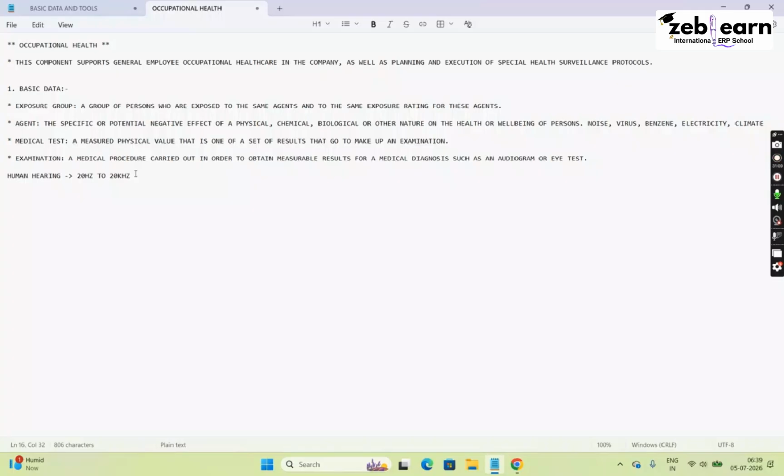Okay, and it is called an examination, not a medical test. You may say, sir, why not? Because for a medical test, you told us, we get a physical value. Then why is the audiogram not considered a medical test? Do you know? Here also we are getting a value. We are plotting the graph. Then why can't we call that a medical test?